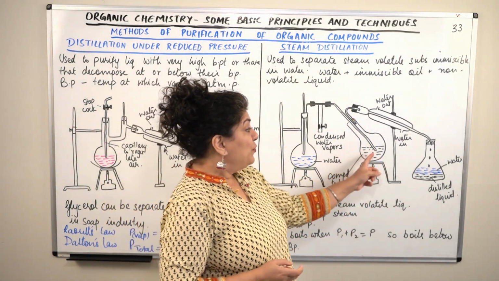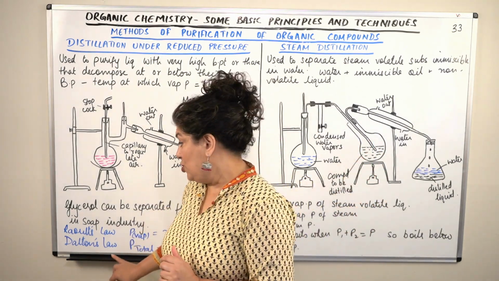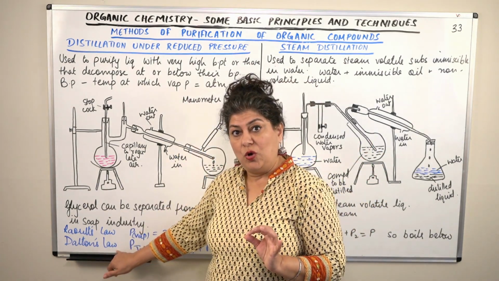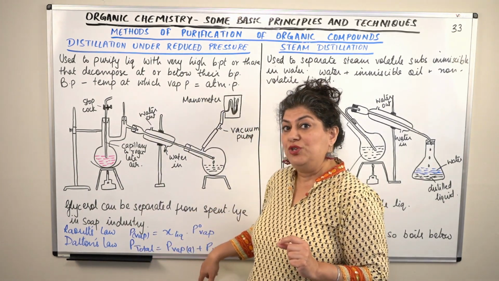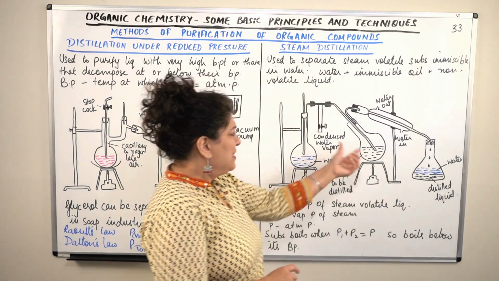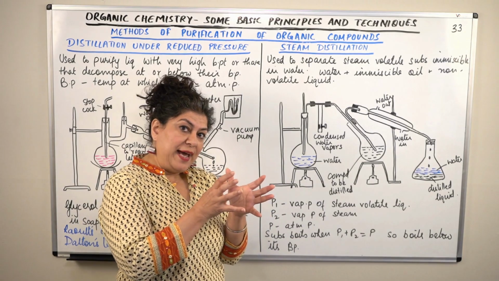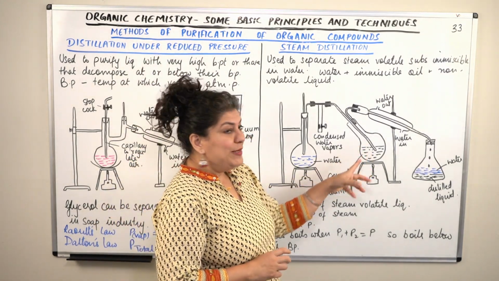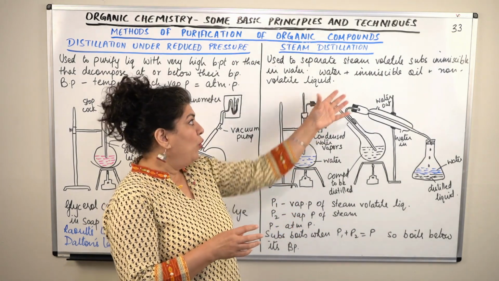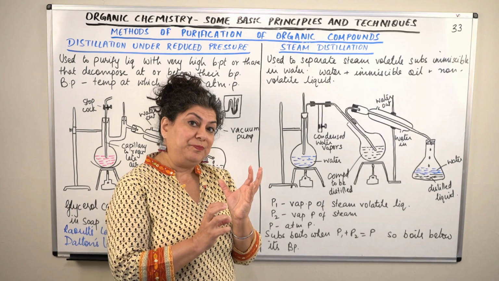Now, this is where Dalton's law comes into play. Why did I mention Dalton's law? According to Dalton's law, total pressure is equal to the sum of the vapor pressures of the individual gases. So in this flask, you have vapors of water. The water vapor has a pressure of its own. And this immiscible liquid, the oil that you were boiling, also has a vapor pressure.